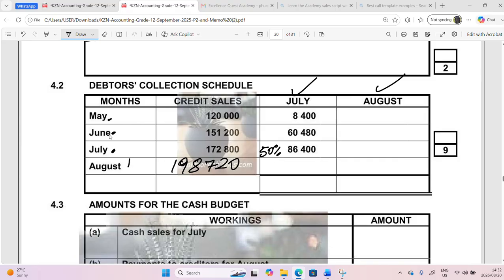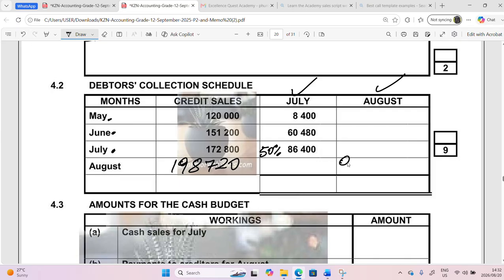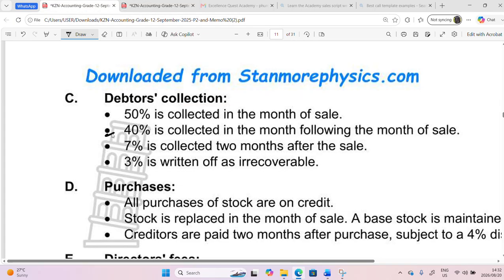And then you go to August, guys. 50% we get in August, and we have August there on top. So take 198,720, you multiply by 50%. After multiplying by 50%, you should get 99,360. Okay, so let's check the second point.